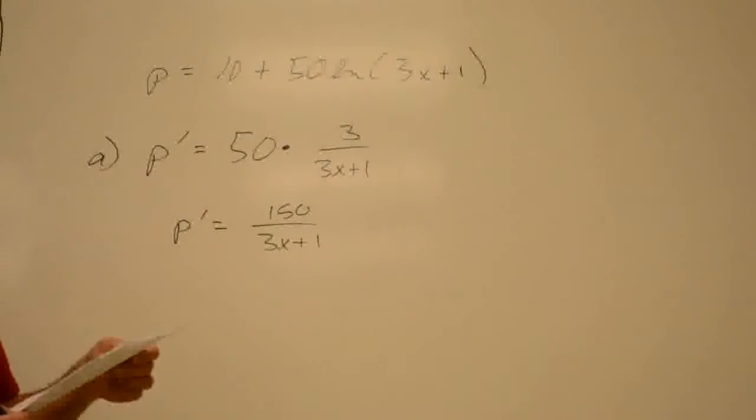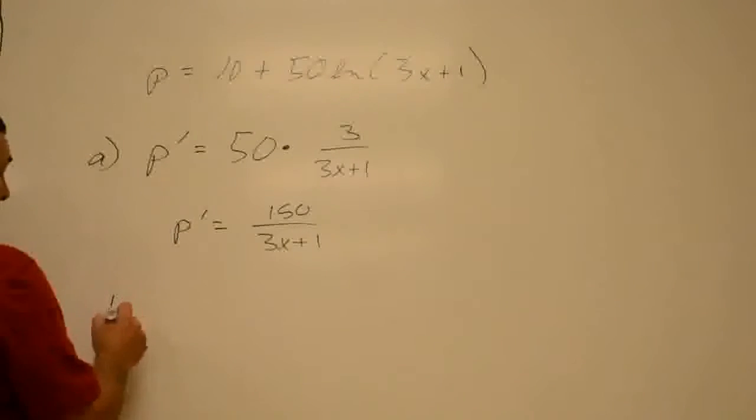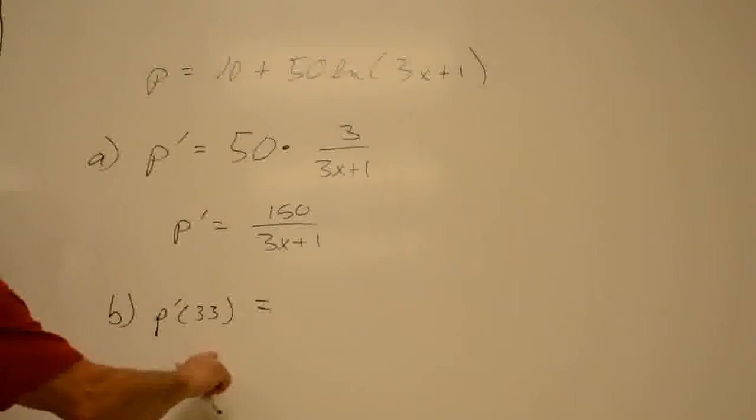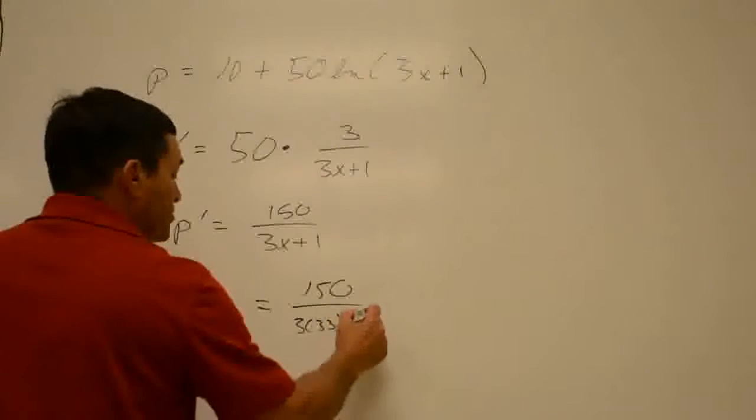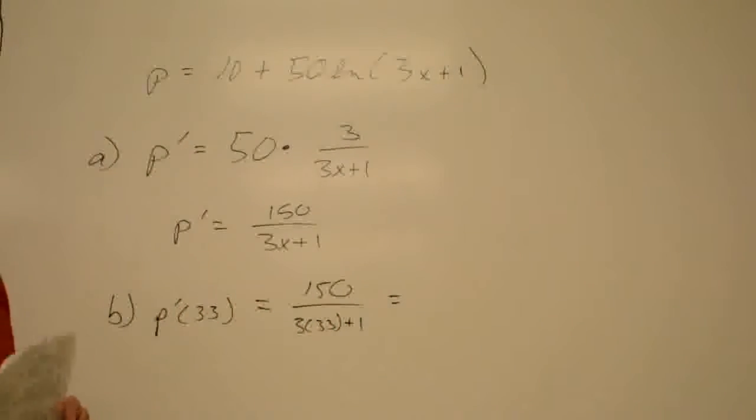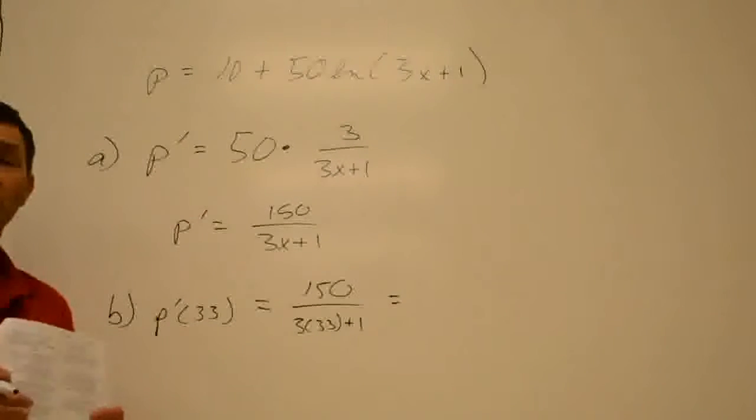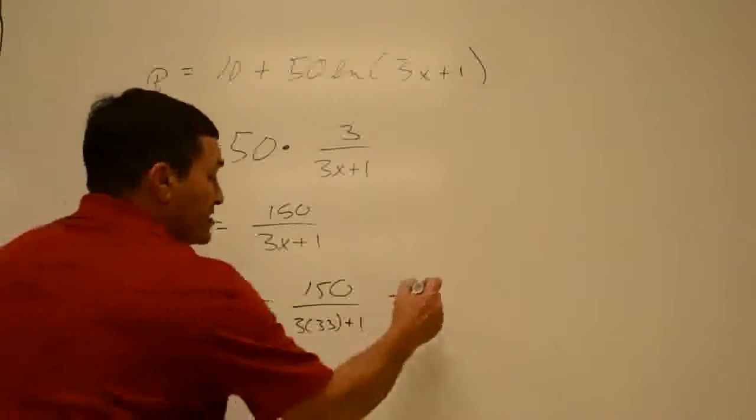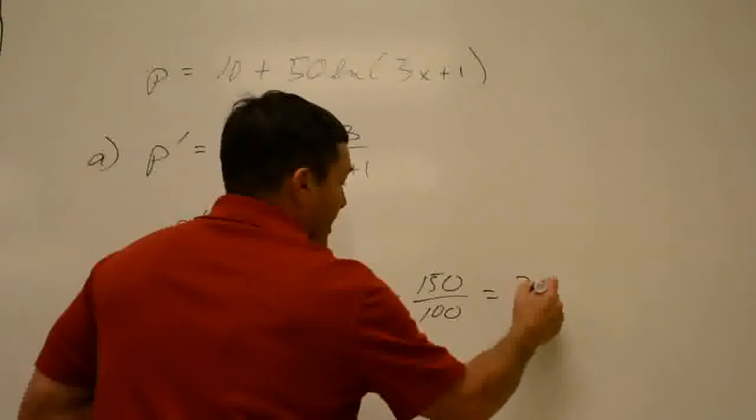On part B, we're supposed to find the rate of change of the supply price when the number of units is 33. In plain English, that just means evaluate P prime at the value 33. So find P prime of 33, and that's just going to be 150 over 3 times 33 plus 1. This is a really nicely crafted problem for homework or something. If the numbers get hard, we'll use a calculator for the heavy lifting, but 3 times 33 would be 99 plus 1 is just 100, and so it's 150 over 100, and that would reduce to 3 halves.